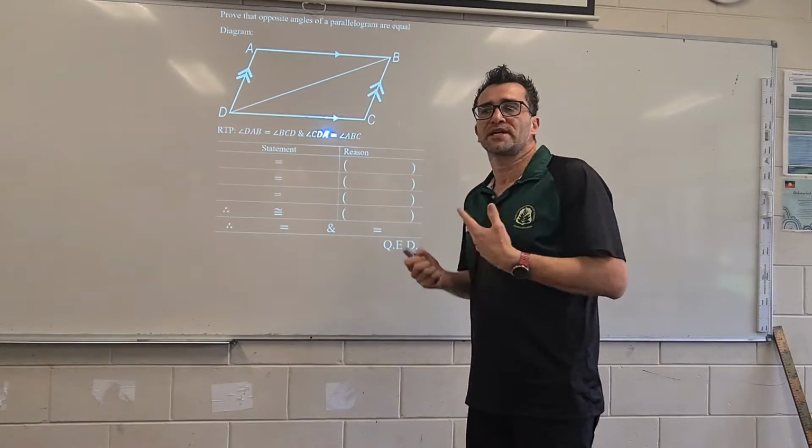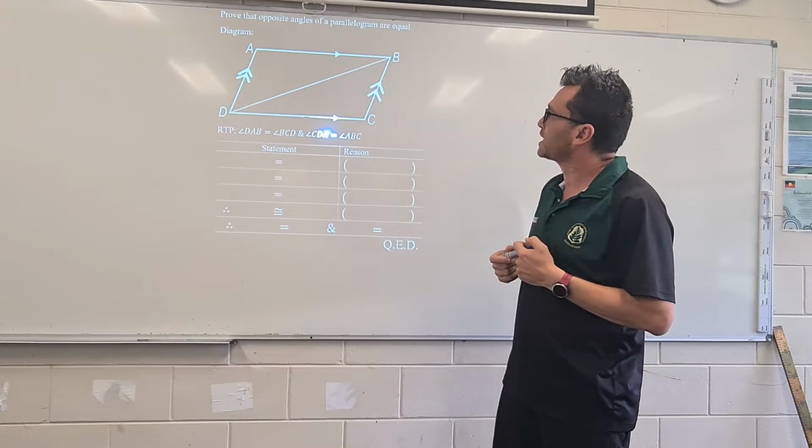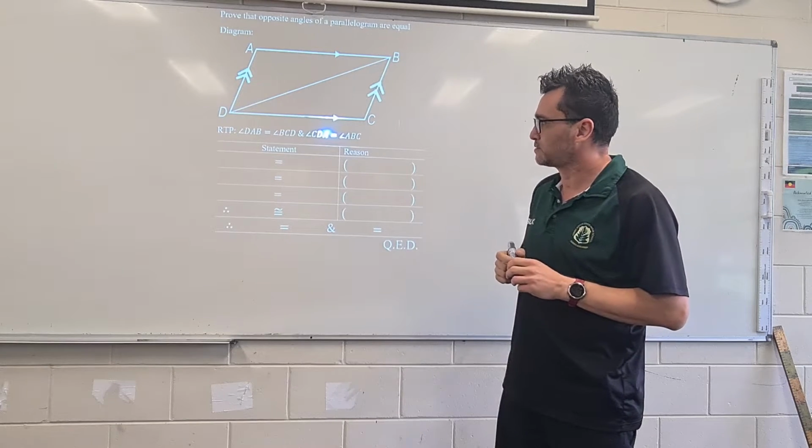So welcome everyone, we're going to have a look at this first problem. So we need to prove that opposite angles of a parallelogram are equal.